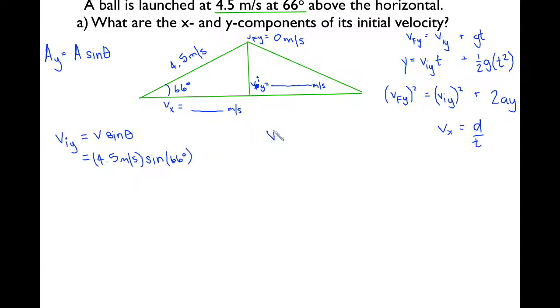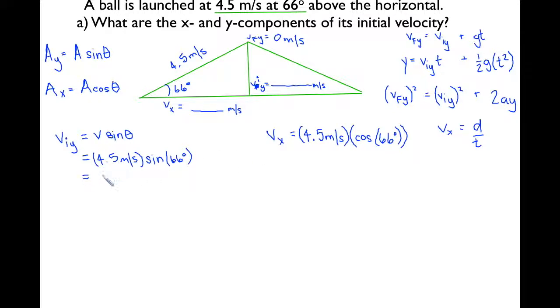To find my Vx, we're going to use this formula: Ax is equal to A cosine theta. So my Vx is equal to 4.5 meters per second, because that's my vector velocity, times the cosine of 66 degrees. Now, since we're using cosines and sines, remember you have to have a calculator that is in degrees. It cannot be in radians.